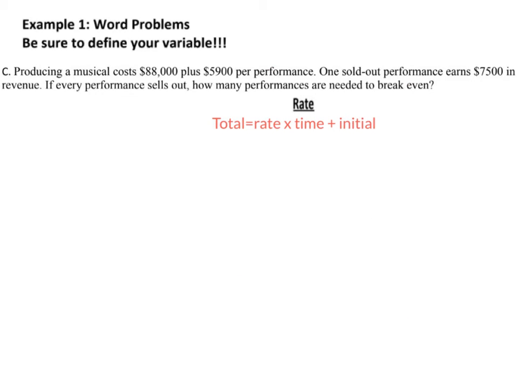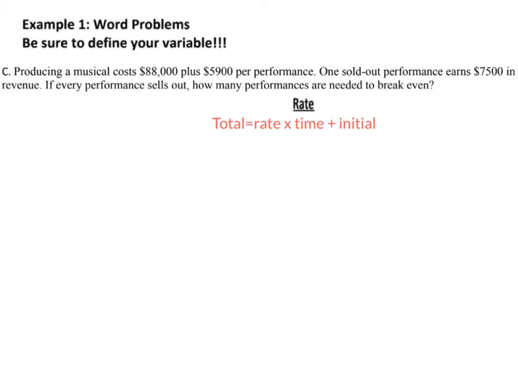Okay, let's look at a third example. Producing a musical cost $88,000 plus $5,900 per performance. One sold out performance earns $7,500 in revenue. If every performance sells out, how many performances are needed to break even?